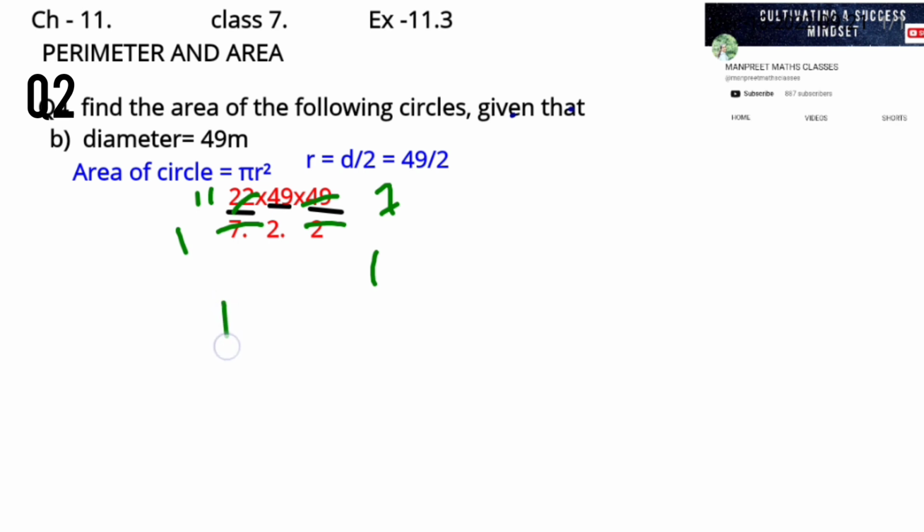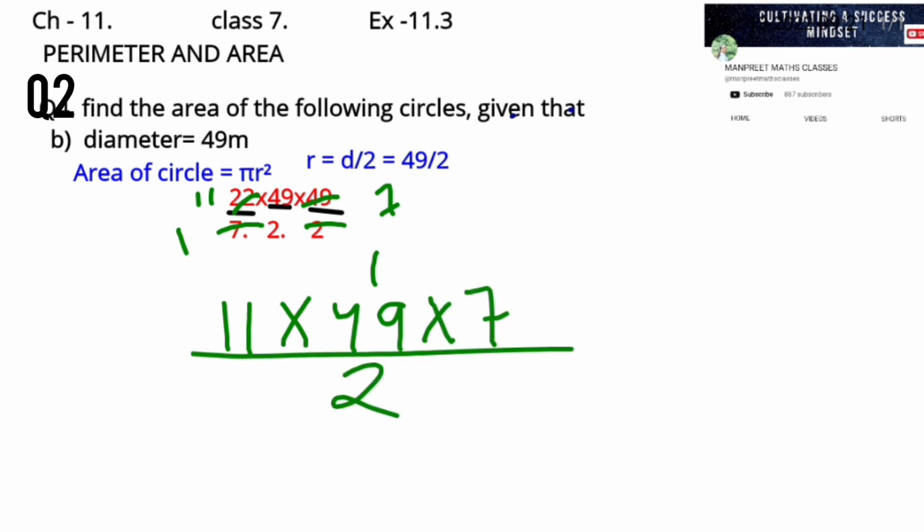Now what we are having? 11 into 49 into 7 upon 2. Now let's multiply it and get our answer. Multiply faster with 11 as we know the trick. If you don't know, I'll put the link in the description box. Go and watch the video there.